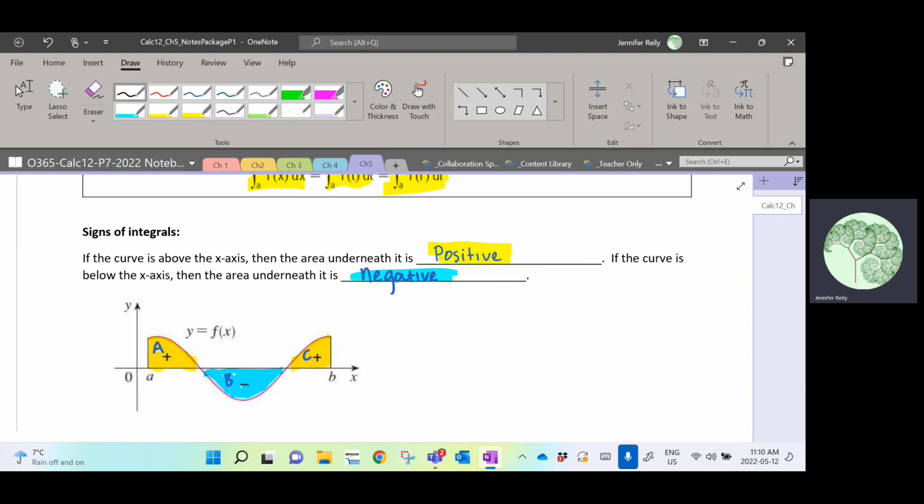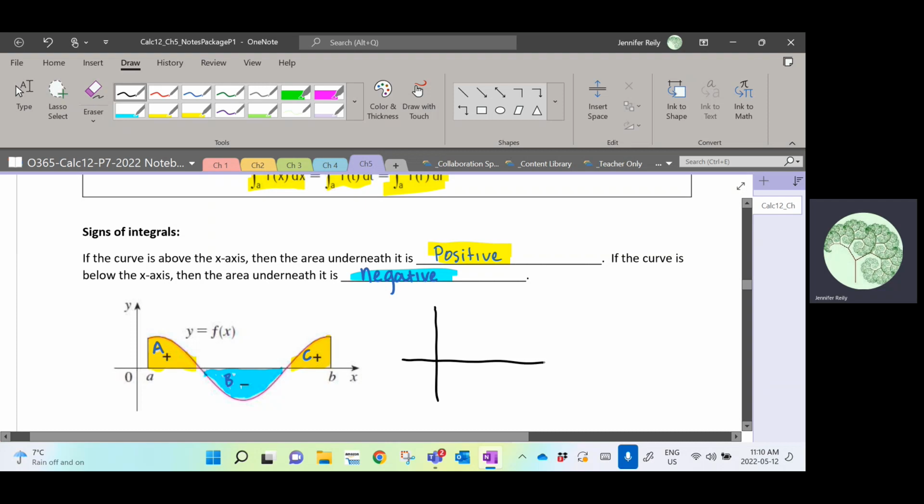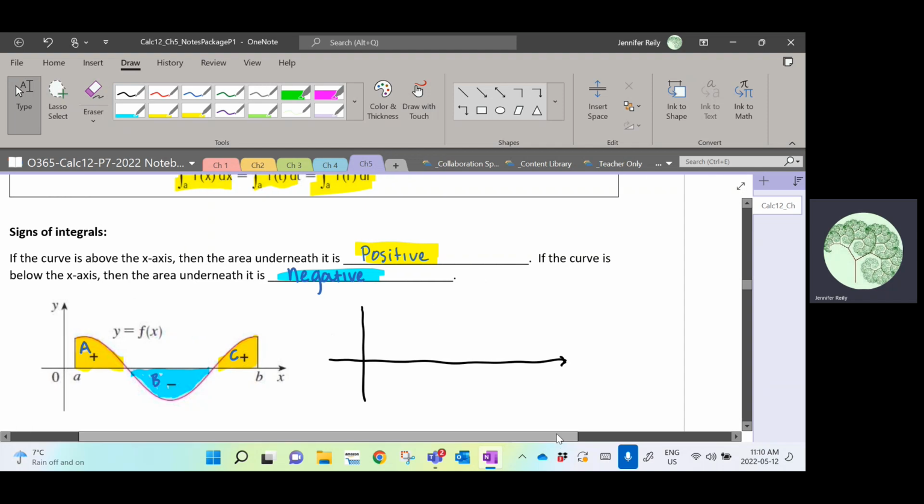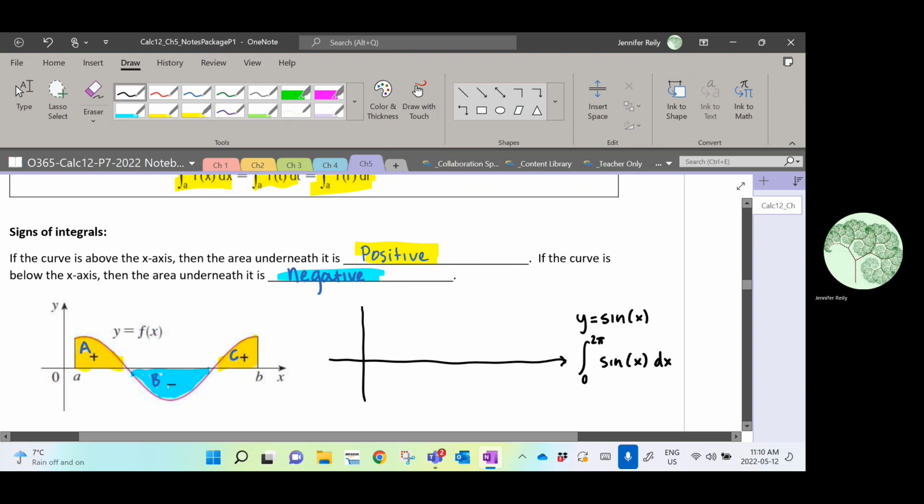Okay, so let me just give you an example of a function where the integral, the area under the curve, could actually be 0 for a non-zero function. So let's just draw the curve of y equals sine x. And let's do the area under the curve from x equals 0 to x equals 2 pi. Okay, so if you recall, the sine function looks like a wave, right? Starts at 0 here to 2 pi.